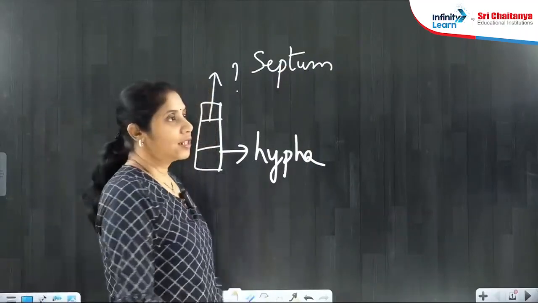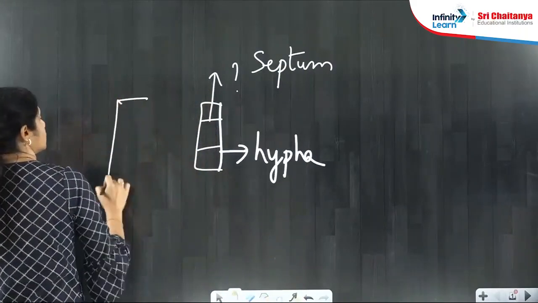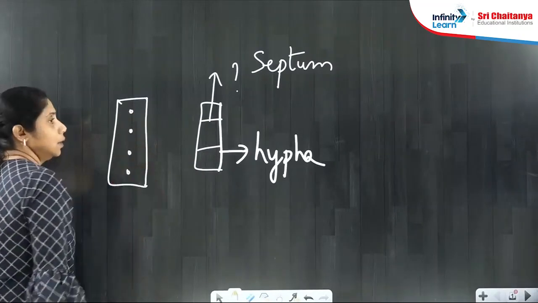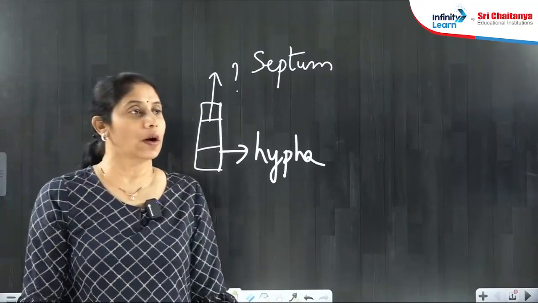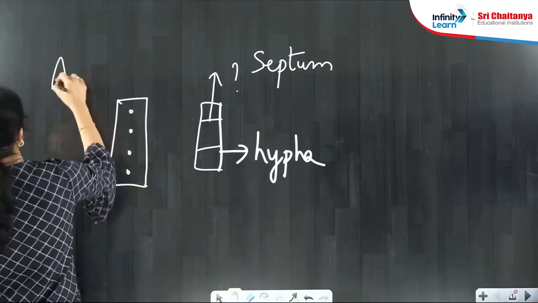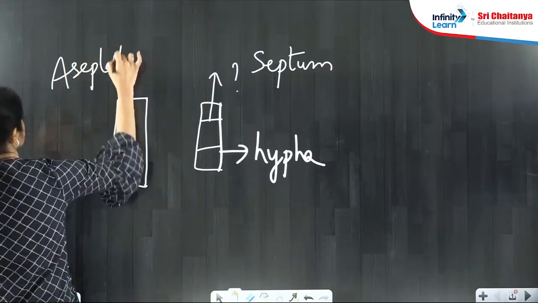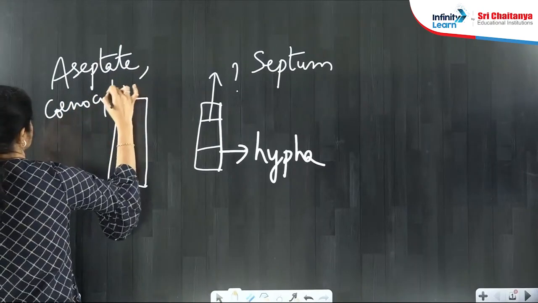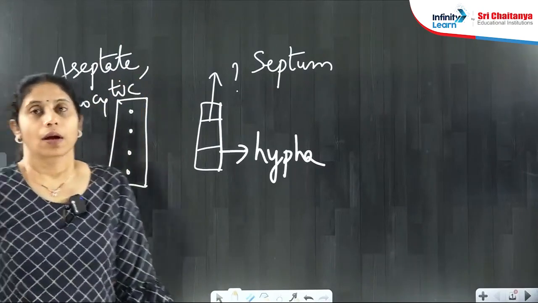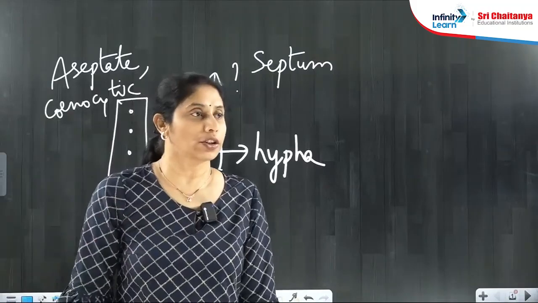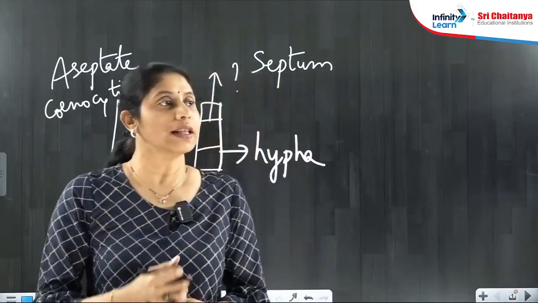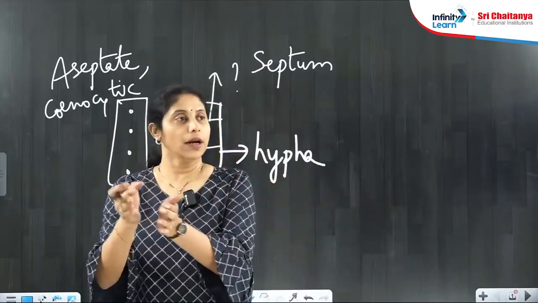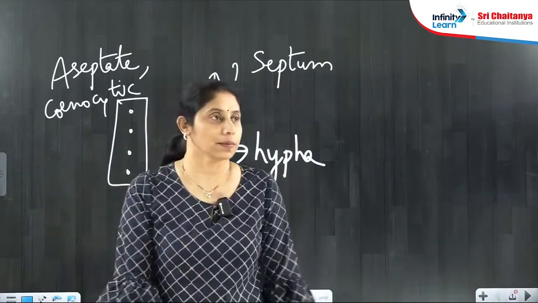Very good. What is this condition called? All of you can see on the board. This condition in the fungal filaments is called aseptate and cenocytic condition. What are the steps of sexual reproduction? 3 steps. What are those 3 in sequence? The sequence is first plasmogamy, then karyogamy, and the final step is zygotic meiosis.